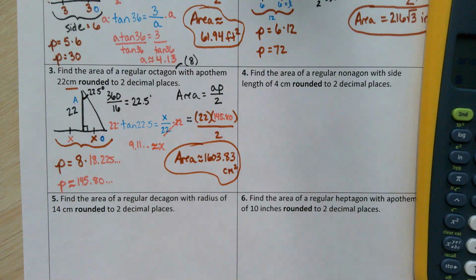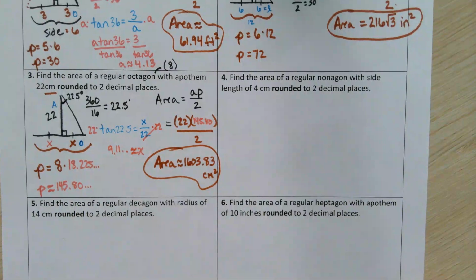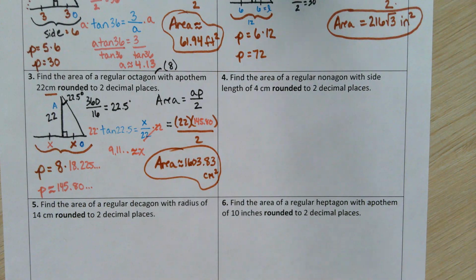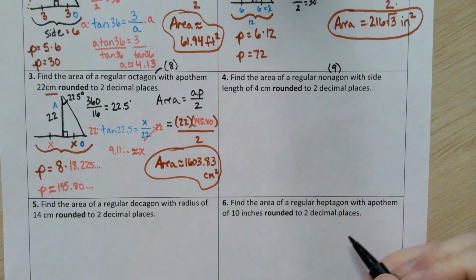Okay, 3 down and 3 to go. For question number 4, we're dealing with a regular nonagon. Nonagons have 9 sides.